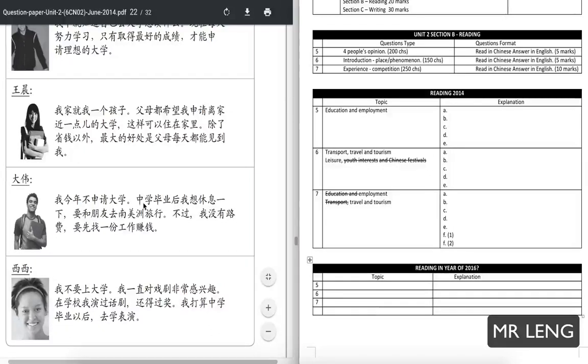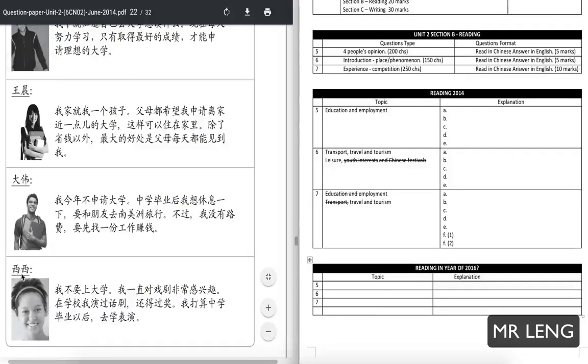我今年不申请大学 I don't apply to university this year. 中学毕业后 after middle school graduation, 我想休息一下 I want to have a rest, 要和朋友去南美洲旅行 and travel with friends to South America. 不过我没有路费 however I don't have the travel expenses. 要先找一份工作赚钱 I need to find a job to earn money first.